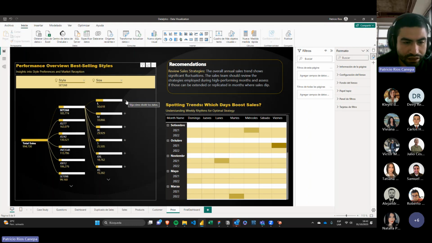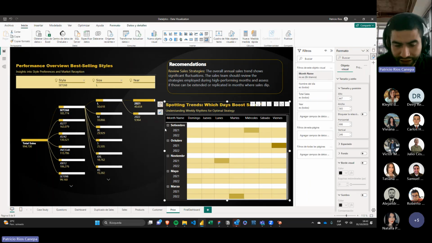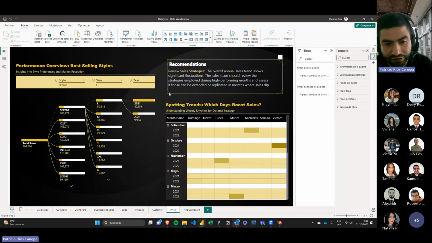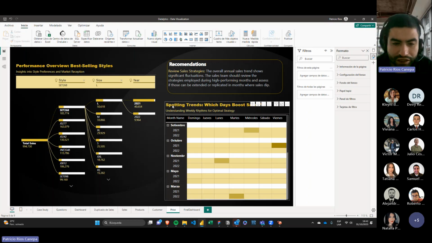It is really helpful, and Power BI is really useful with this. And you can also include as many other variables as you want to understand your main variable. So this is a really powerful tool. When you try to understand your data, this is a really good way you can start. And also, I told you guys that for me, one of the most used visualization tools is heat maps. And as you can see here, we're trying to understand trends, which days boost sales, understanding weekly rhythms for optimal strategy. That's something we would like to tell Alex Johnson.